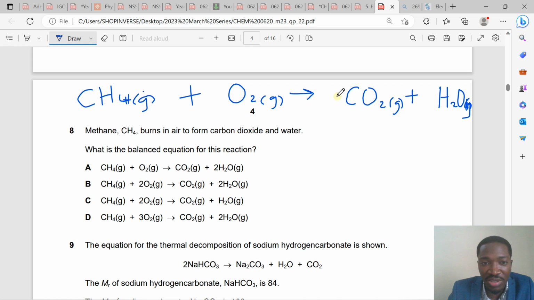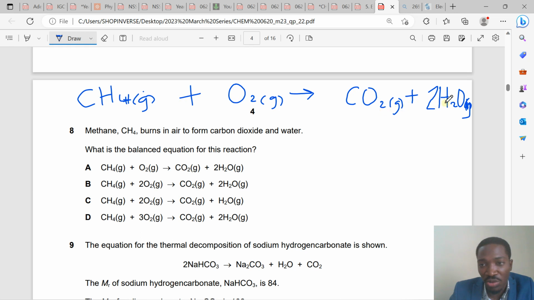C occurs once here, C occurs once here, yes. Oxygen O2, oxygen O2. There's another oxygen here. How about hydrogen? Hydrogen is 4 here. Here, hydrogen is 2. So in order to balance it, you can put 2 here. Okay, so hydrogen is 4 now. Here, hydrogen is 4. Carbon is 1. Carbon is 1. Oxygen is 2.